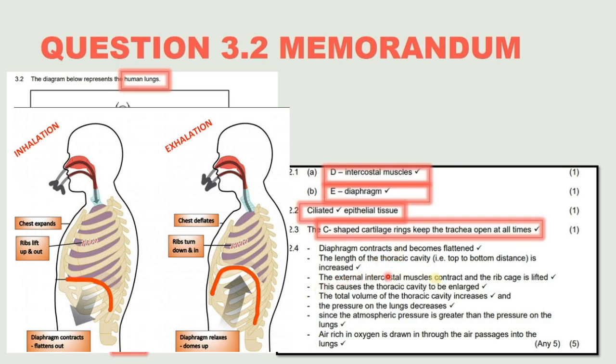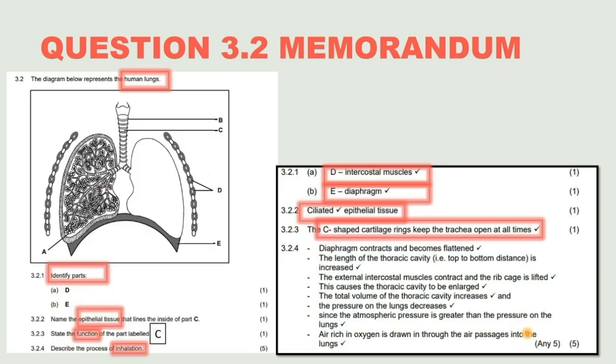Your external intercostal muscles will contract to lift the ribcage upwards. So this causes the thoracic cavity to enlarge, so the volume becomes bigger. So the total volume increases, and the pressure in the lungs decreases. Since the atmospheric pressure is then greater, the air will rush into the lungs. Then the air rich in oxygen is drawn into the lungs, through the air passages like the trachea, the bronchus and the bronchioles, and then into the lungs.